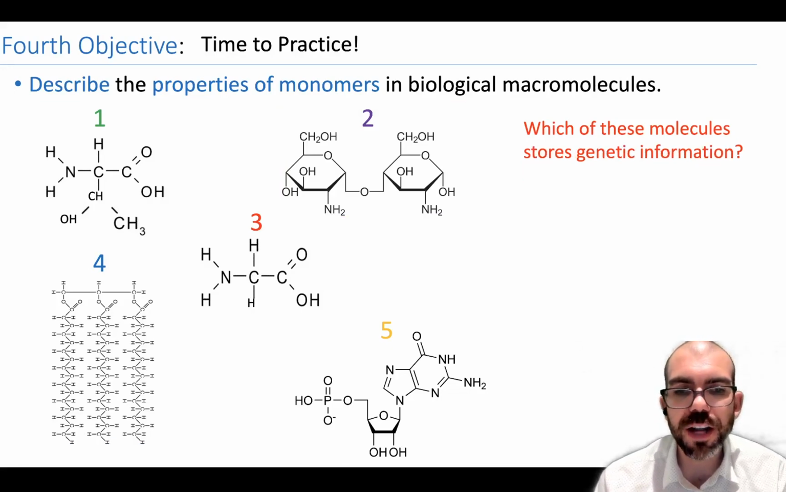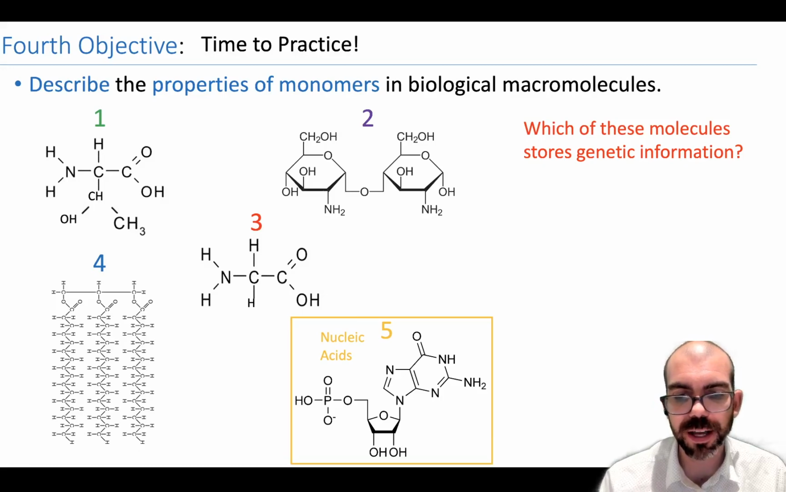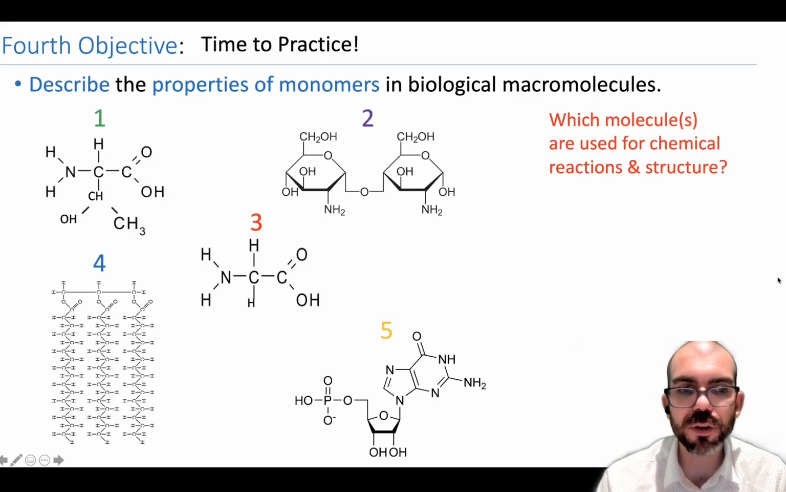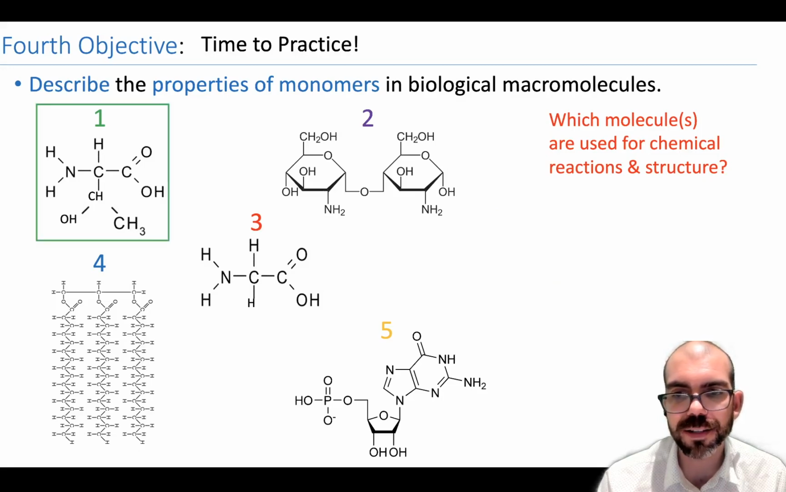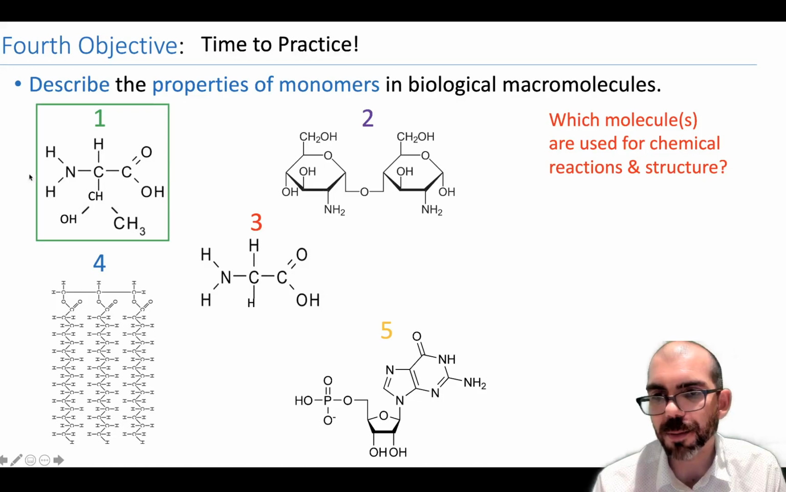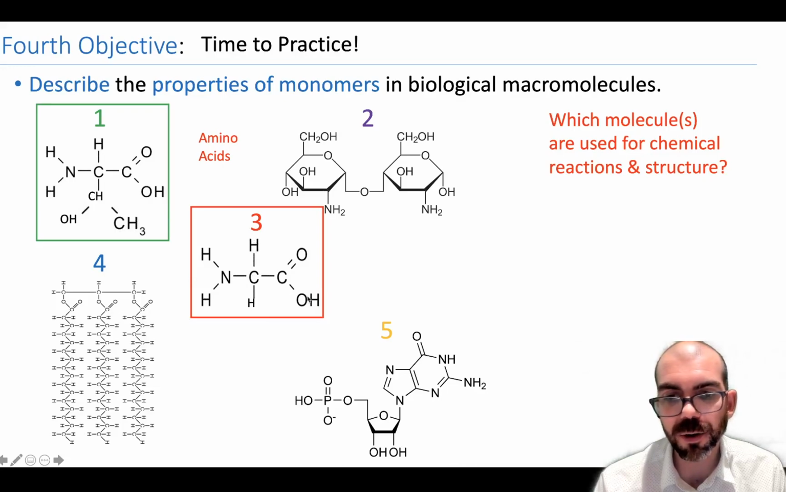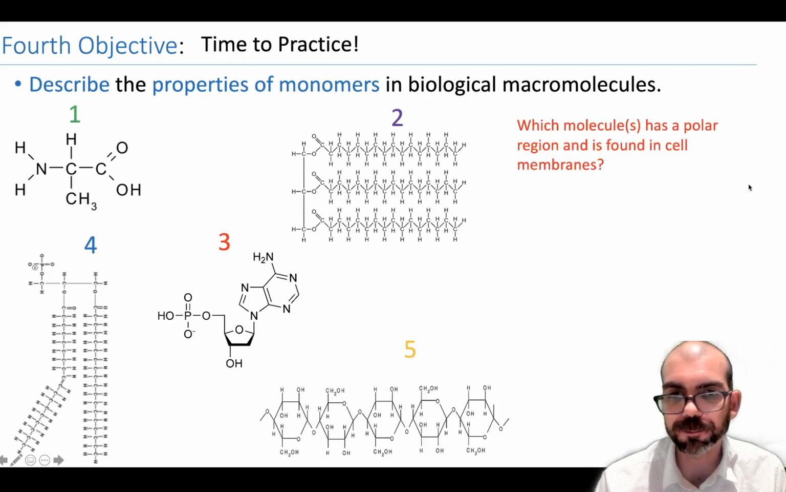Which of these molecules stores genetic information? The only one that does that is a nucleic acid, and that is 5. I know this is a nucleic acid because I can see the phosphate, the sugar, and the base. Which of these molecules are used for chemical reactions and structure? I know that proteins do that, and I can see 2 amino acids here. Number 1 is an amino acid. I know that because of the amine group, the carboxyl group, and the R chain. And the same is true with 3, amino, carboxyl, and the R chain.